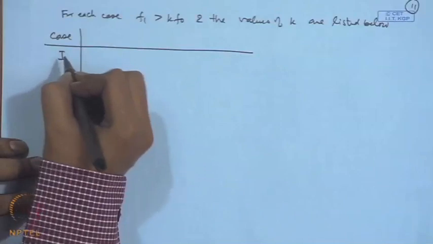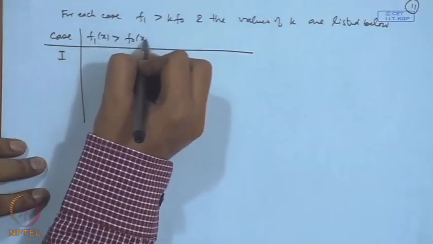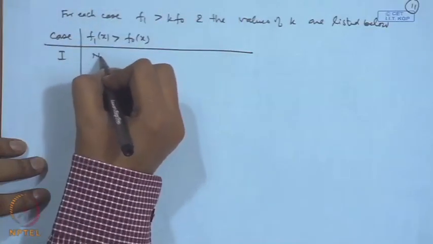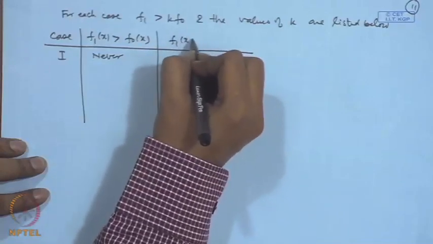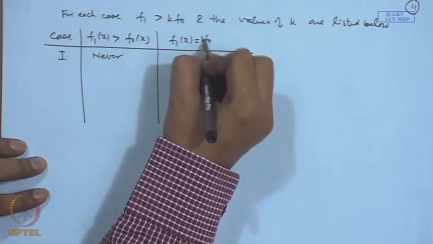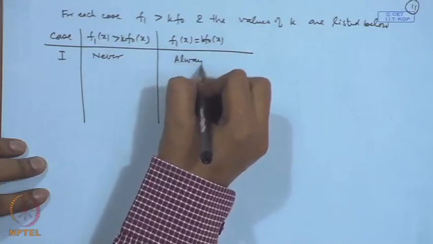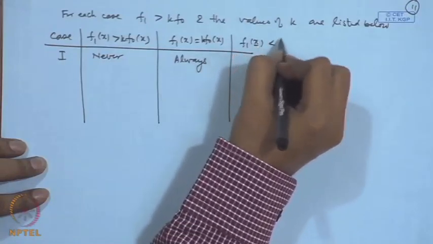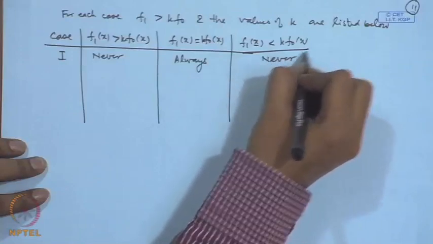In the case 1, if we consider f 1 x greater than f naught x, now both the values are 0. So, this is never possible, whatever be the value of k. F 1 x is equal to k times f naught x, that is always true, and f 1 x less than k f naught x is never possible.